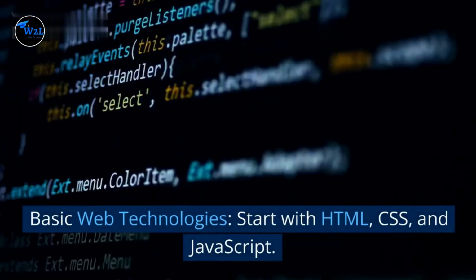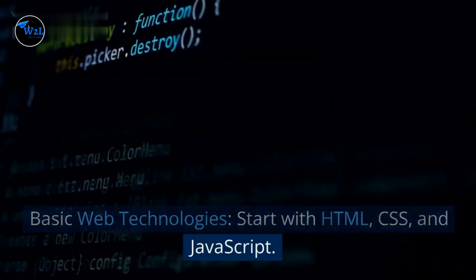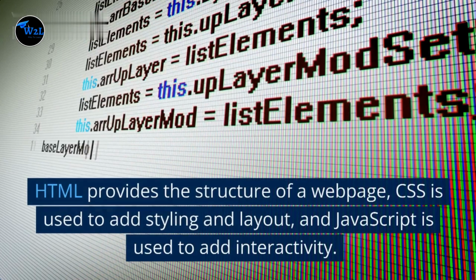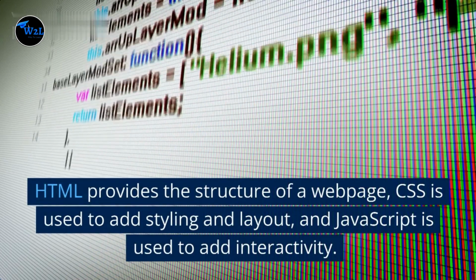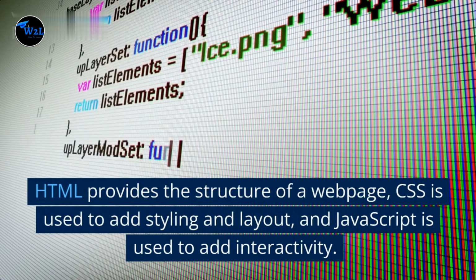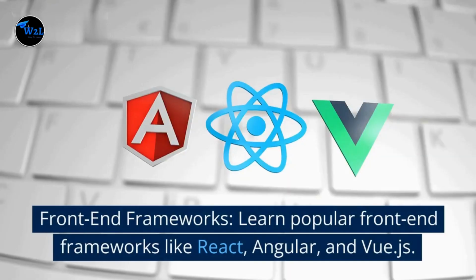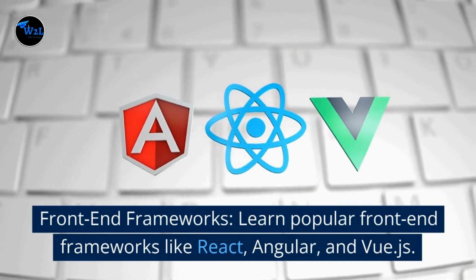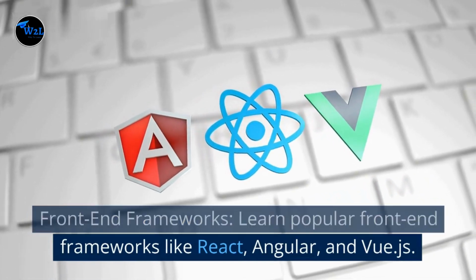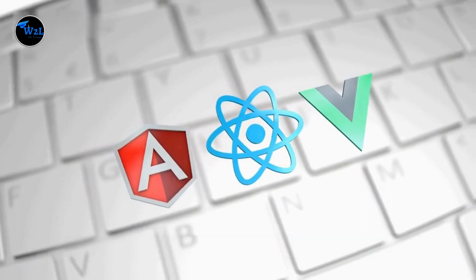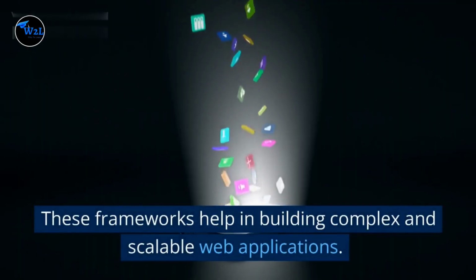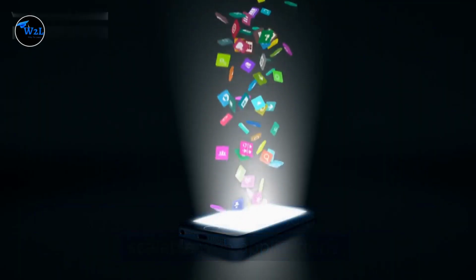Basic web technologies. Start with HTML, CSS, and JavaScript. HTML provides the structure of a web page, CSS is used to add styling and layout, and JavaScript is used to add interactivity. Front-end frameworks. Learn popular front-end frameworks like React, Angular, and Vue.js. These frameworks help in building complex and scalable web applications.